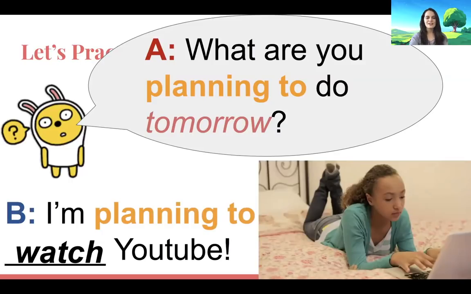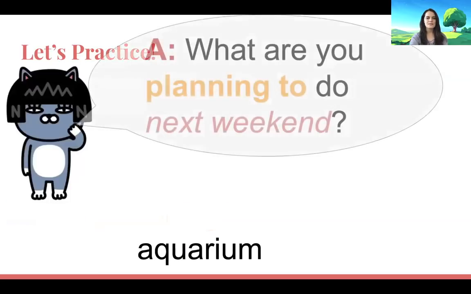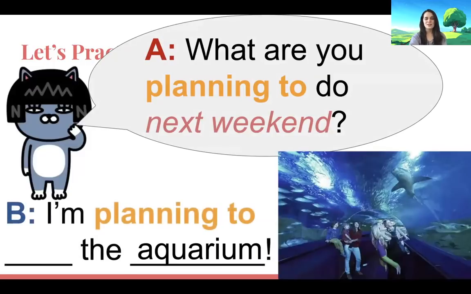Okay. Let's move on. Oh, forgot. What are you planning to do next weekend? I gave you the answer. I'm planning to go to or visit the aquarium. I'm planning to visit the aquarium. And this sentence is useful for many things. I'm planning to visit the doctor. I'm planning to visit my grandparents. I'm planning to visit blah, blah, blah.